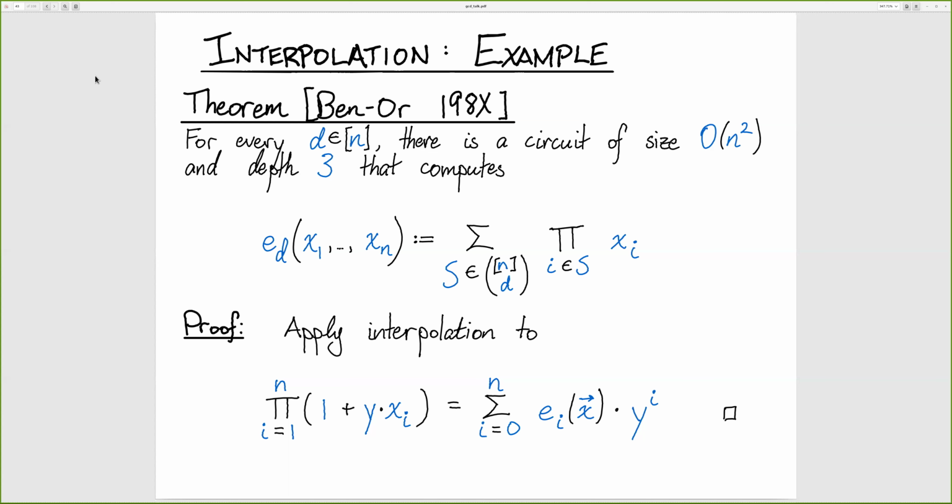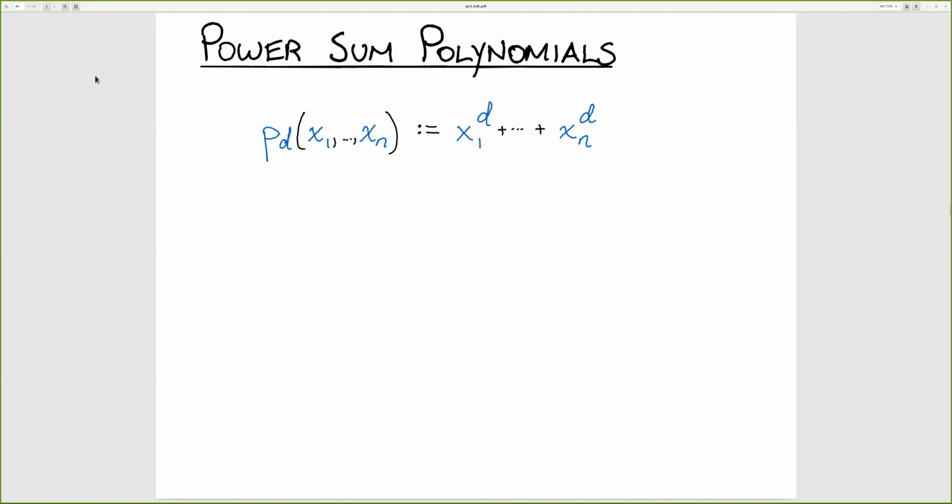What else can we do with interpolation? Well, we're going to look at another family of polynomials, which will also play a really important role in what we're doing. These are called the power sum polynomials. This is a maybe simpler looking family of polynomials. I have n variables, and I just take the sum of their dth powers. Now you'll notice this is also a symmetric polynomial, just like the ones from before. If I permute the xi's, it doesn't change this polynomial.